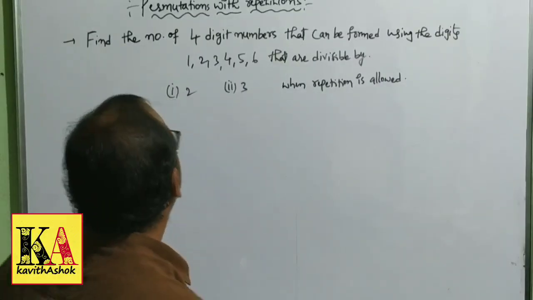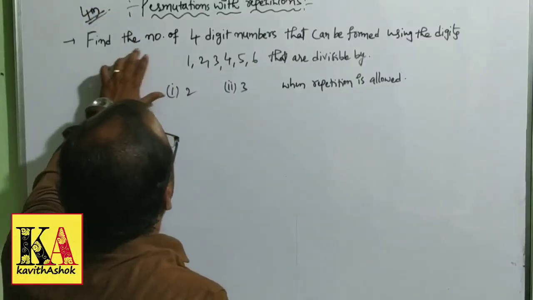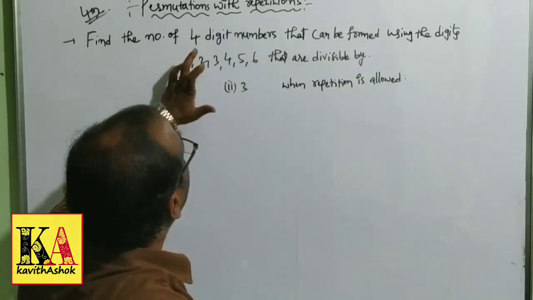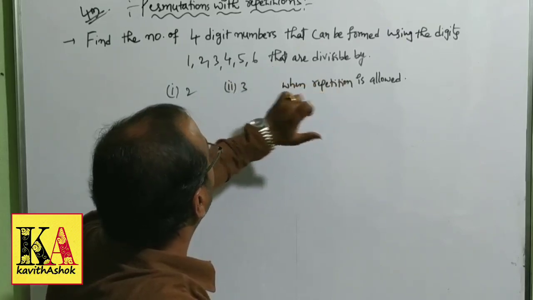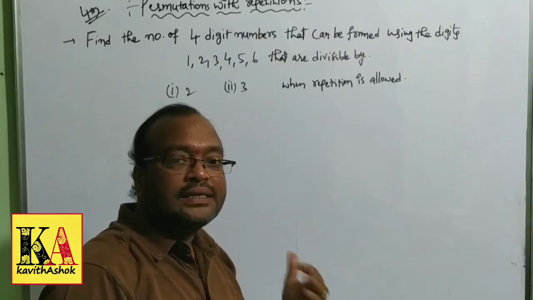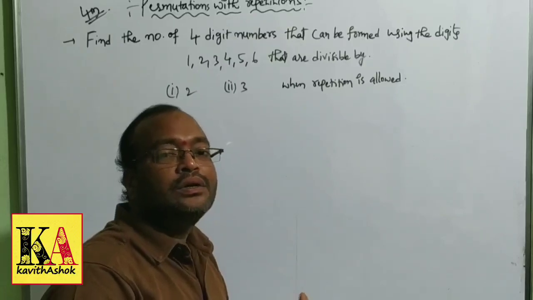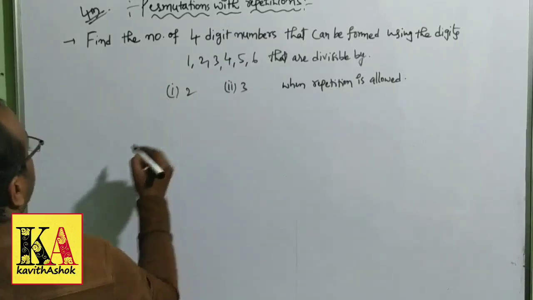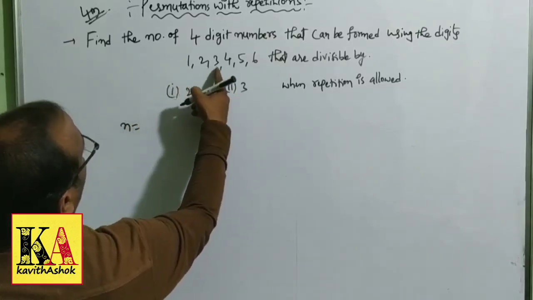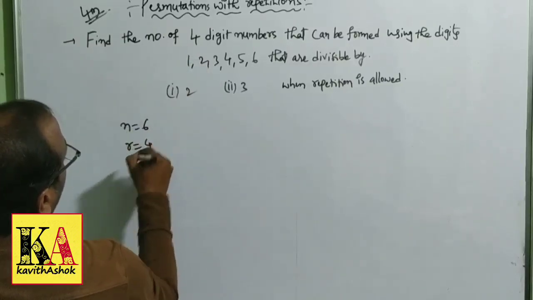One more important problem. 4 marks question this one. Also for MSET. Find the number of 4-digit numbers that can be formed using the digits 1, 2, 3, 4, 5, 6 that are divisible by 2 and 3 when repetition is allowed. When the repetition is not allowed, we discussed each and everything. When the repetition is allowed, how the problem will change. So listen carefully. First, how many numbers are there here? n is equal to 6, the digits 1, 2, 3, 4, 5, 6. We want a 4-digit number, so r is equal to 4.